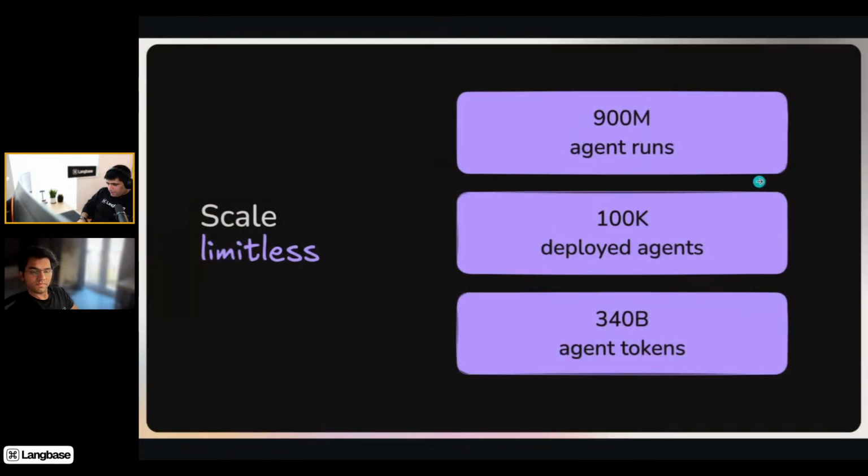And we've scaled a lot. I'm pretty sure the stats here are outdated. We are about to hit 100 million agent runs almost every month, about 110,000 agents live on our platform. And I think about 20,000 are actually completely public. If you go to langbase.com/explore, you will be able to find all of the public agents that you can fork and use, right? And we've processed hundreds of billions of tokens already.